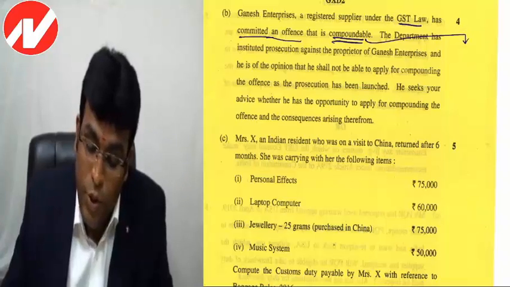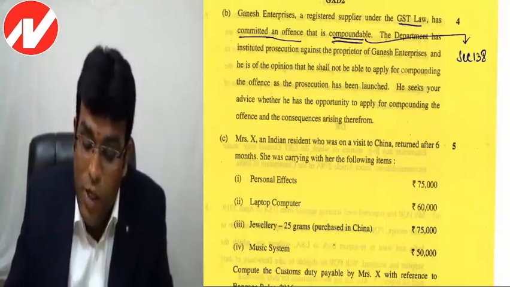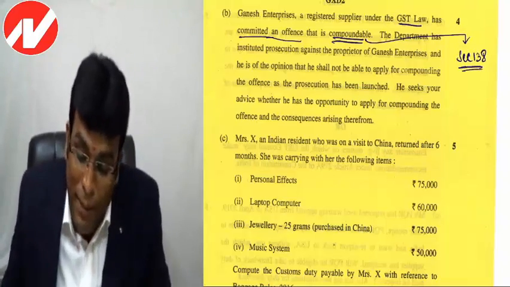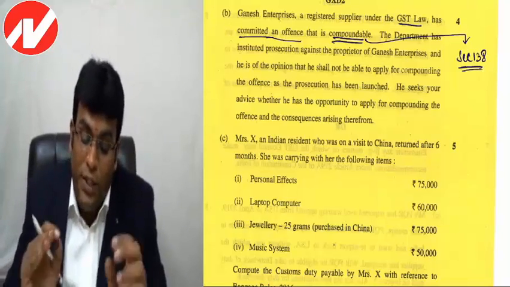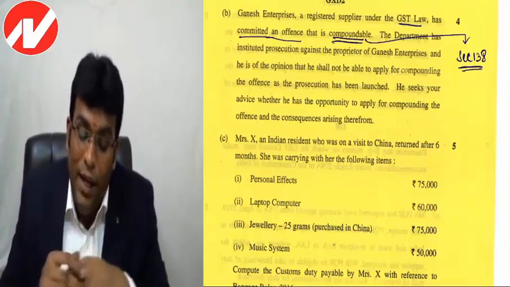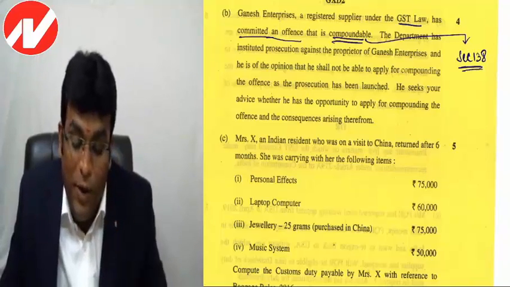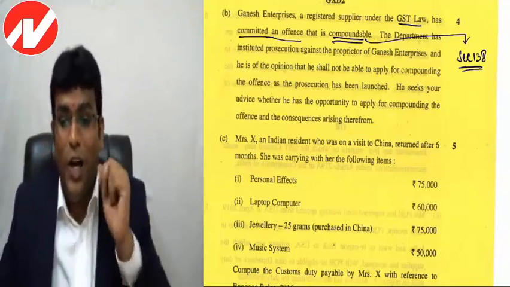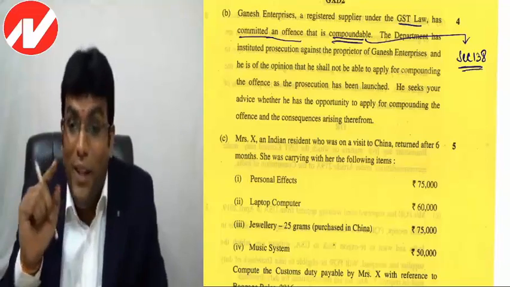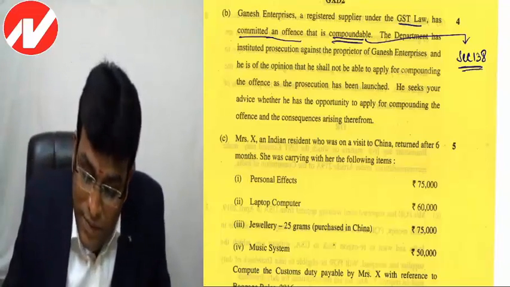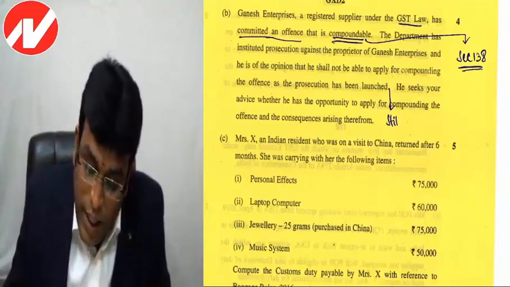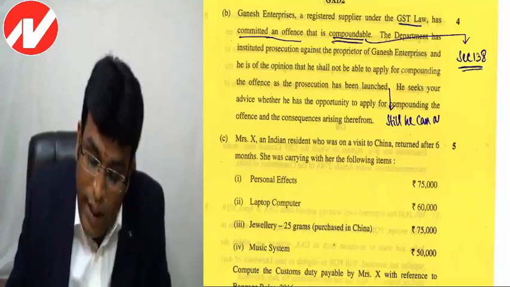Let me tell you, the story of compounding is given by section 138. Department has instituted prosecution against proprietor of Ganesh and is of the opinion that he shall not be able to apply for compounding as prosecution has been launched. Now let me tell you, even though prosecution has been launched, still he can apply for compounding, my dear friends.